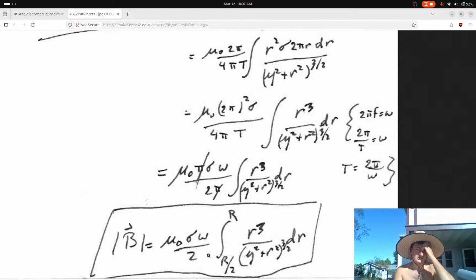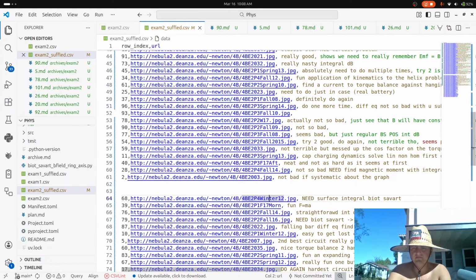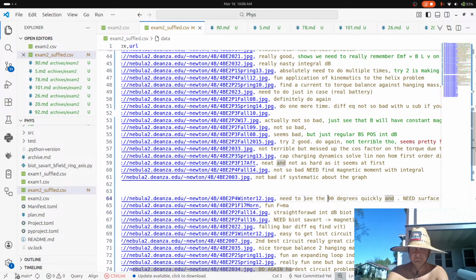Okay, so it's actually not that bad. So this one is like, it's not a surface integral. Well, it kind of is. It's hard. This one's hard. Do it again. If I have time tonight, do it again. It's hard because you have to. Okay.